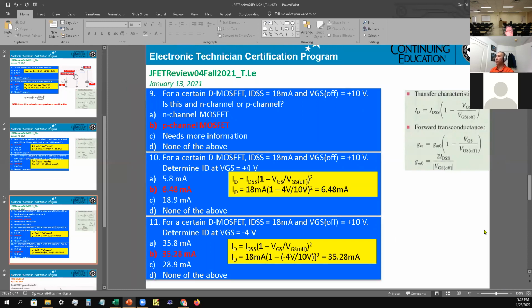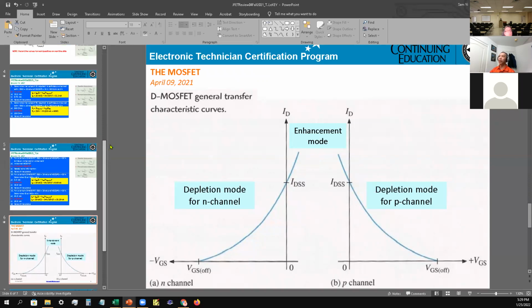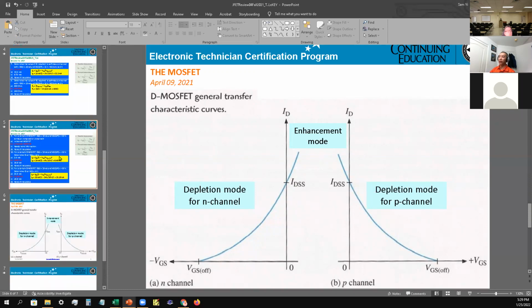Okay, nine, for a certain D MOSFET, IDSS equals 18 milliamps and VGS off equals positive 10 volt. Is this an N channel or P channel? So we look at that, your VGS off is positive 10, so it's most likely going to be a P channel MOSFET. So that comes into here. VGS is positive here, so it's a P channel. This is from the handout from the website. So that's 9.